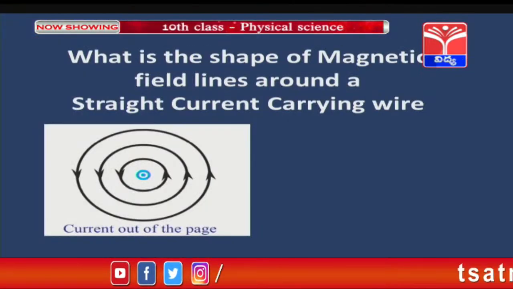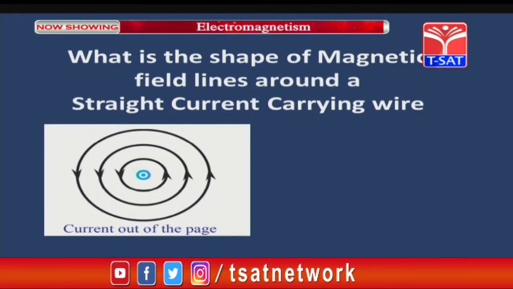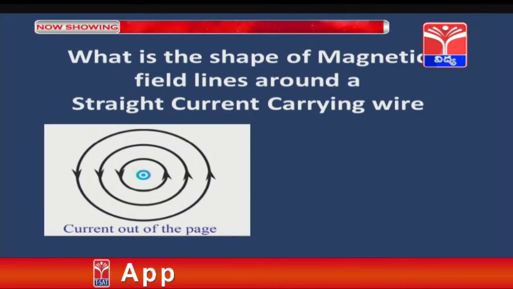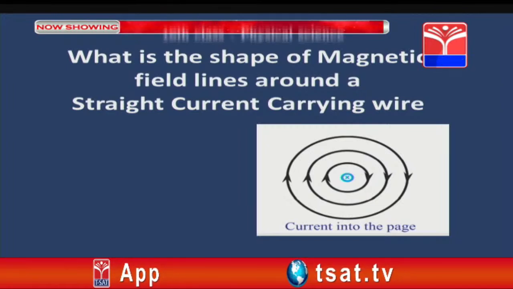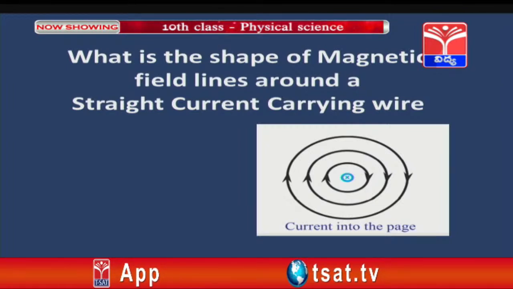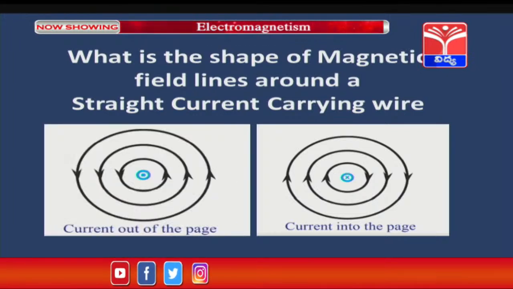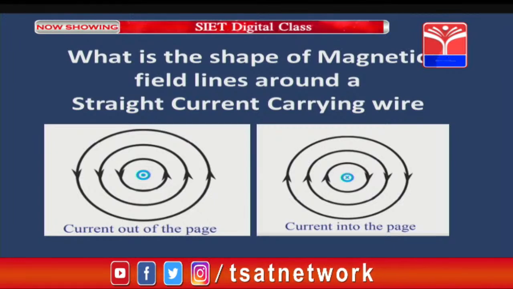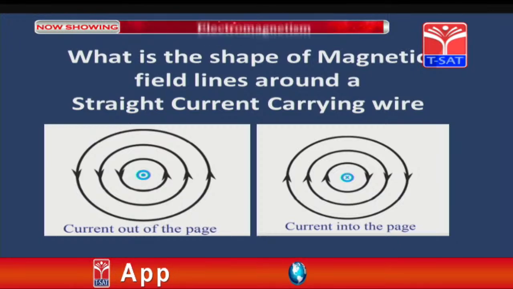So, current is coming out of the paper, we can see the direction of magnetic field lines will be anti-clockwise, whereas if the current is going into the paper represented by a cross, then the magnetic field lines will be clockwise. So, if current is going out of the paper, then the magnetic field lines will be anti-clockwise, and if current is going into the paper, then the magnetic field lines will be clockwise.